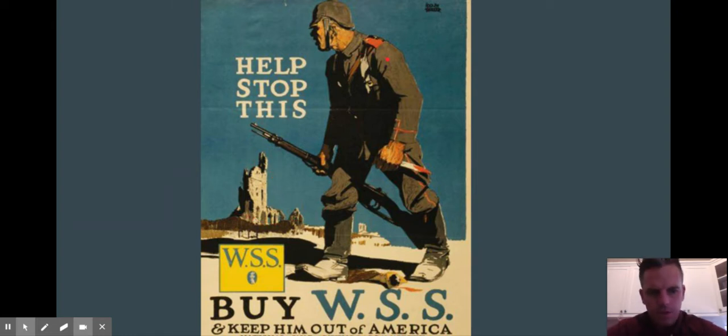And look at his posture. His body language is very animalistic. He looks like a gorilla or like a savage caveman or something like that. So it's very brutalist in portraying this guy.